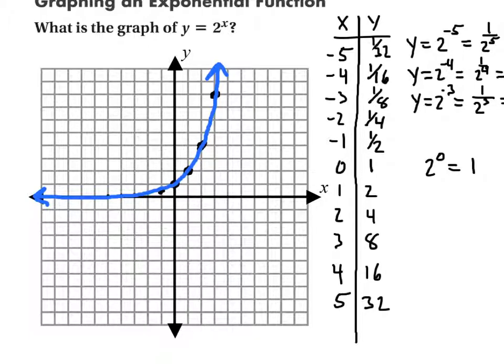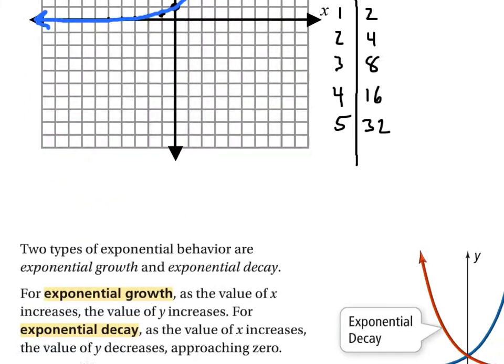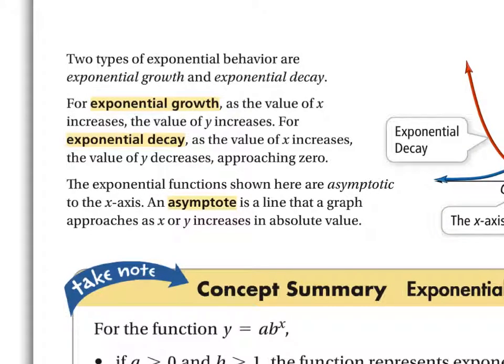Okay? That is called an asymptote. If I go down here a little bit, right there is what I'm talking about. An asymptote. The exponential functions that we're going to be graphing today are asymptotic. Asymptotic is a fancy way of saying they have asymptotes. Okay? An asymptote is a line that a graph approaches as x or y increases in absolute value. So it's going to be the line that our graph approaches, but it never actually touches. That's what an asymptote is.